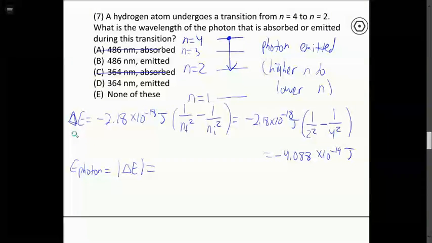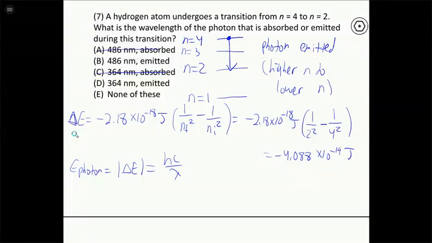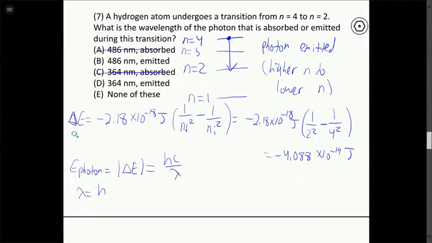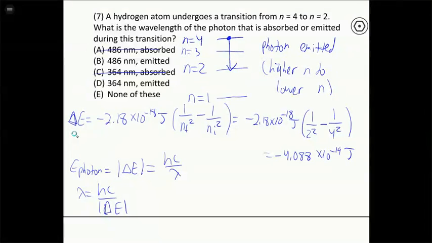And as we saw earlier, the equation for the energy is hc divided by lambda. So we can get the energy of the photon. When we have this equation, we can solve for lambda. So lambda is equal to h times c divided by the absolute value of delta E. You never have negative photon wavelengths or photon frequency, so if you got a negative number out of this, then you should just change the sign and you'll be done.